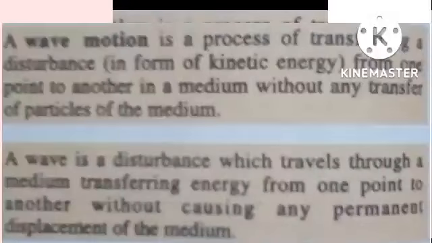Now, when we think about waves, we're talking about the process of transferring a disturbance in form of kinetic energy. So a wave is kind of like a disturbance that transfers from one point in a medium to another point without transferring any of the particles, but the only thing that is being transferred is the energy. That is called wave motion. But a wave itself is a disturbance which travels through a medium, transferring energy from one point to another without causing any permanent displacement of the medium.